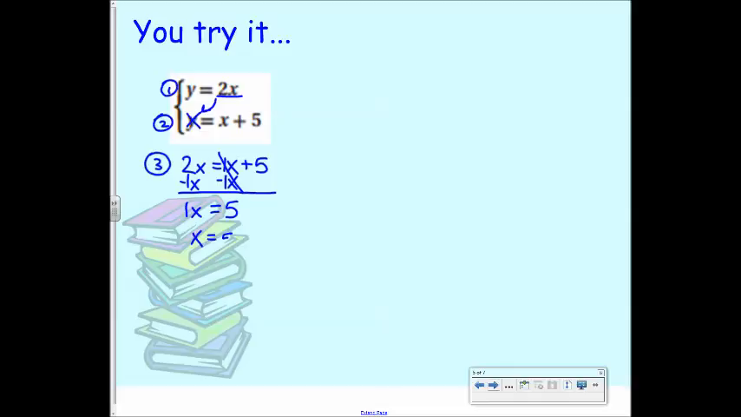All right? And then the last thing you have to do is figure out your y, so you just plug it in. You can plug it into either equation, whichever one is easier for you. I think number 1 is fine, so I'm going to plug it into that. y equals 2 times 5, so y must equal 10. Therefore, my solution is 5, 10.